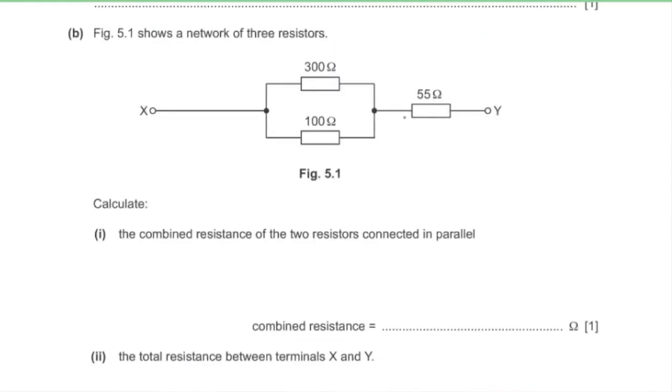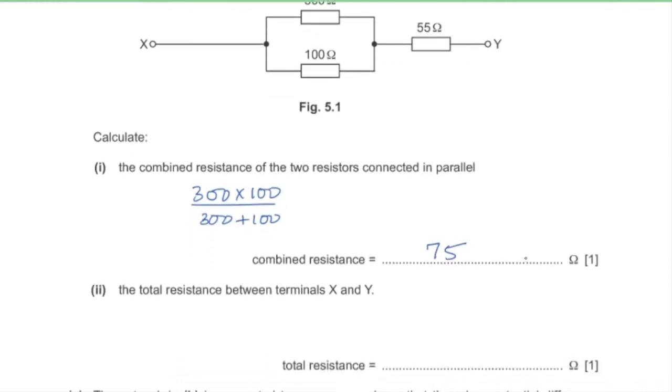Part B, figure 5.1 shows a network of 3 resistors. Calculate the combined resistance of the 2 resistors connected in parallel. So for resistors connected in parallel, you take the product and divide that by their sum. So 300 into 100 divided by the sum of them, and you get a combined resistance of 75 ohms, which is much lower than each of the individual resistors in the parallel combination.